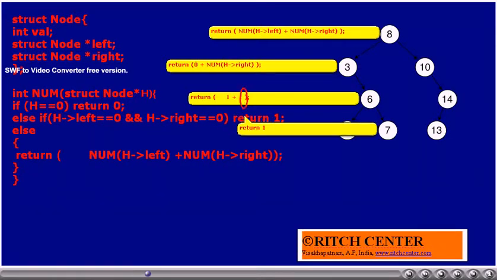Again, the function num(h->right) is called. This time we will be sending the address of the node having value 7, and incidentally that is a leaf node, thus the function returns 1. Now we found that the node whose value is 6 contains 2 leaf nodes. Thus this value 2 will be returned by this function.